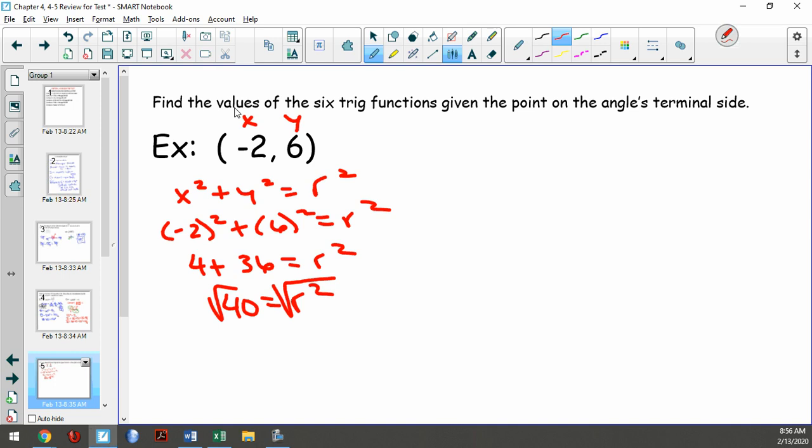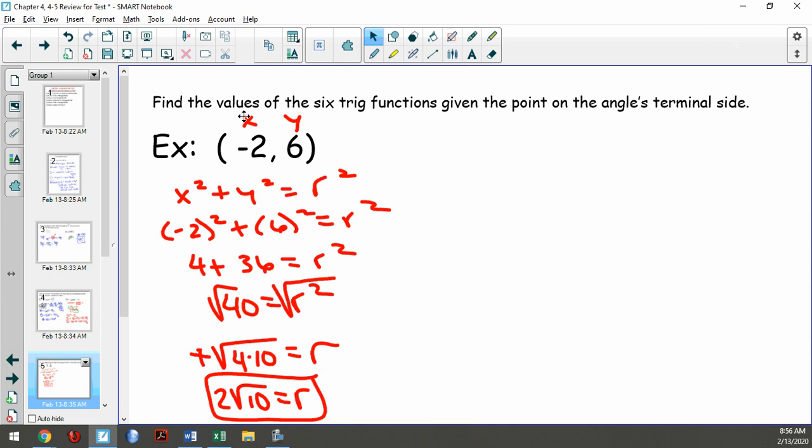It can never be negative. It's a distance. It's measurable. So this is going to be plus the square root of 40. Do I have any perfect squares in 40? 4 times 10. So that's going to be positive 2 square roots of 10. That's my r value. So now that I found r, how do I find my 6 trig functions?